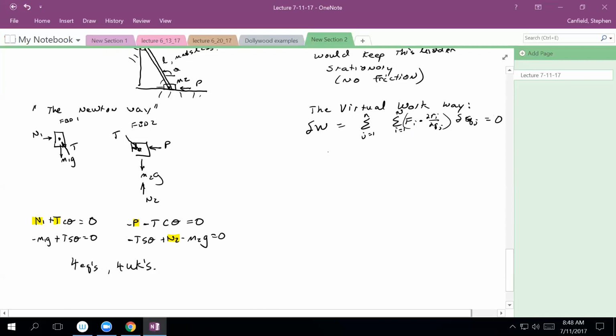So this is the virtual way. In this case, our capital N equals 2, right? We've got mass 1 and 2. And now we need to ask ourselves, how many generalized coordinates? Well, there's just one generalized coordinate, right? Little n is 1, because there's one degree of freedom.